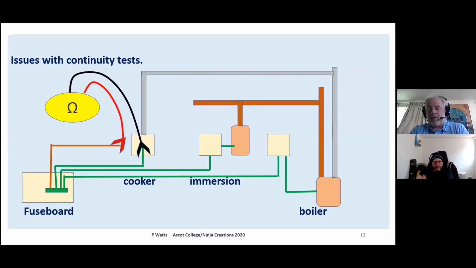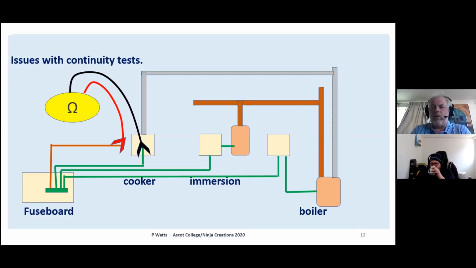The other issue with connecting into the MET is that if you take this situation here, we've got 3 circuits. We've got a cooker circuit, we've got an immersion heater circuit, we've got a boiler circuit. All the CPCs are connected into the MET. We're testing the cooker circuit. Now, the cooker circuit's got a gas supply. The gas is connected to the boiler. Well, the boiler has also got water connected to it. The immersion heater is also connected to the water system. The actual supply to the boiler is connected to the boiler. They've all got CPCs on them.